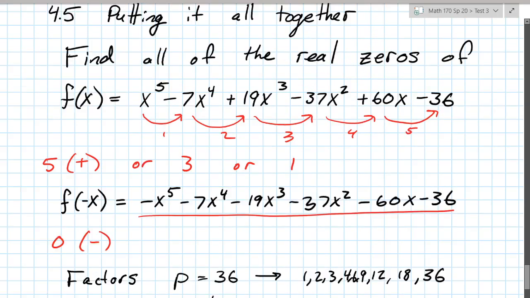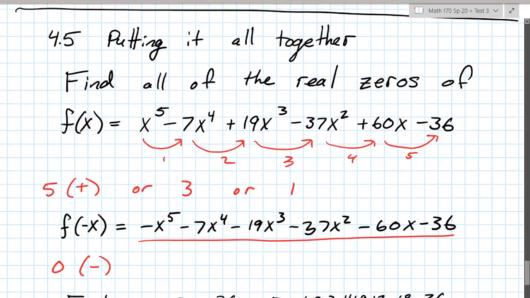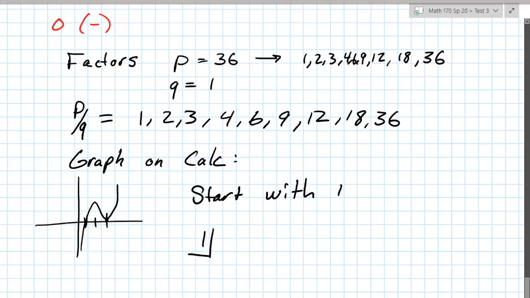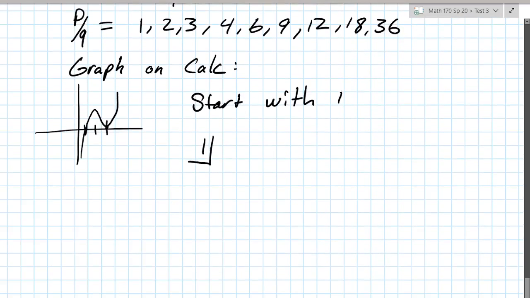Looking back at our original problem, we're taking a look at the coefficients and the powers. Notice that there are no missing terms: 5, 4, 3, 2, 1, and then a constant term. So we'll take our coefficients, and the coefficients were 1, -7, 19, -37, 60, and -36.